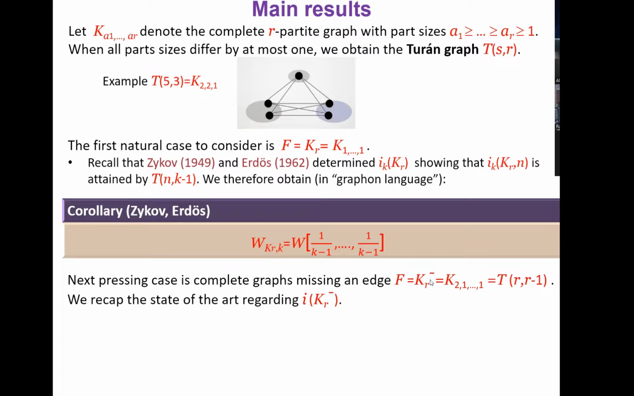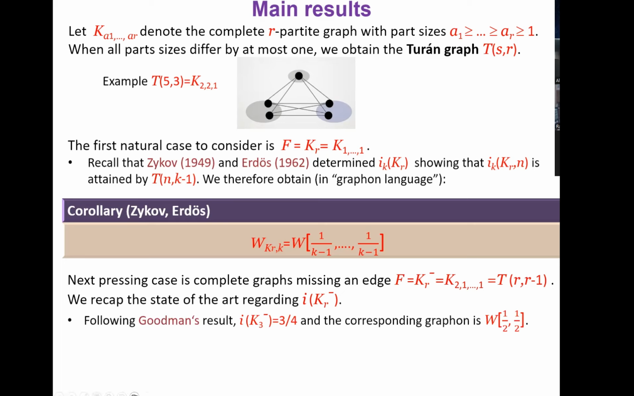So of course, the next pressing case would be complete graphs missing an edge, which are of course two-rank graphs, right? K_R minus is just the two-rank graph (R-1, 1, 1), or if you will, K_{2,1,1,...,1}. So let me just recap what I already said about these graphs, but in graphon language.